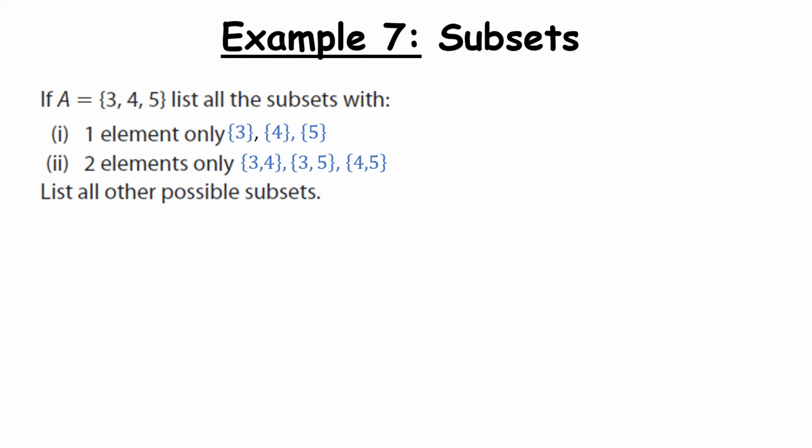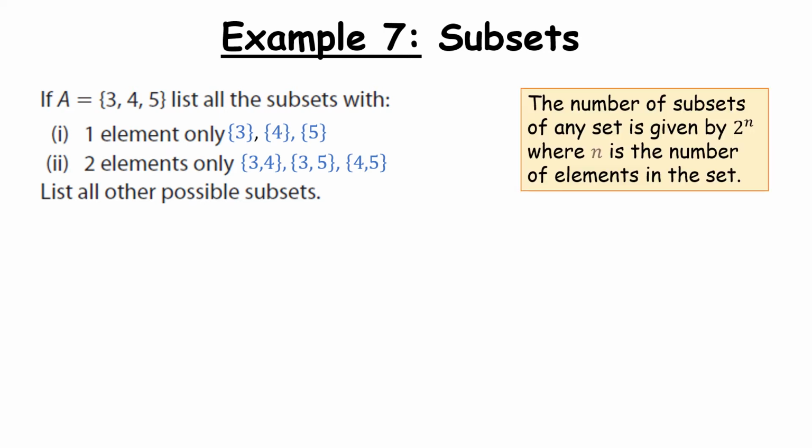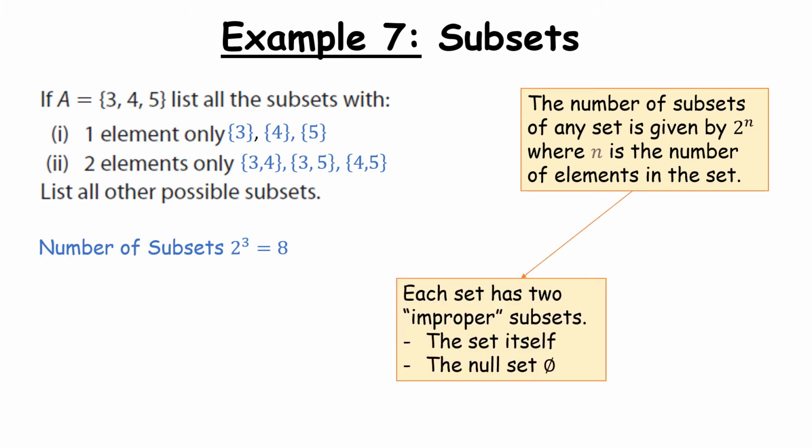Now, it's important to note that the number of subsets any set has can be calculated by doing 2 to the power of n, where n is the number of elements in that set. So for example, this set A has 2 to the power of 3. Now 3, because there are 3 elements, 2 to the power of 3 is 8. So then list all the other possible subsets.